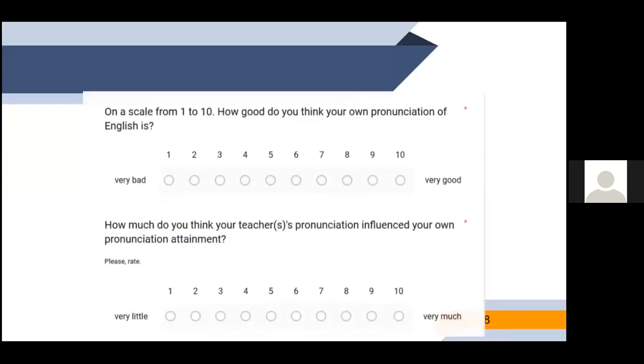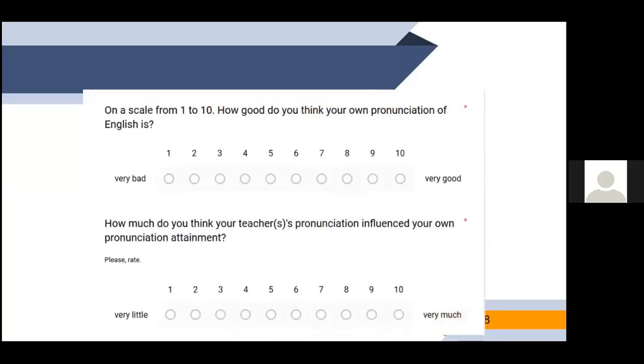And then there are 2 more scales in the survey in the second part. On a scale from 1 to 10, how good do you think your own pronunciation of English is? So again, from 1 to 10, 1 meaning very bad, and 10 meaning very good. And finally, how much do you think your teacher's pronunciation influenced your own pronunciation attainment? Again, the same type of scale going from 1 to 10.